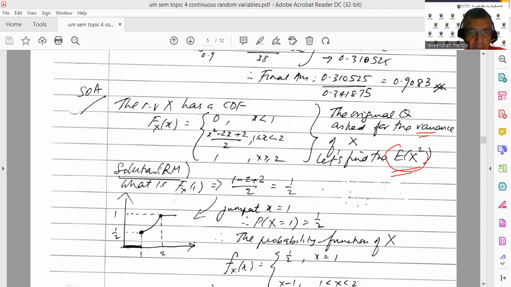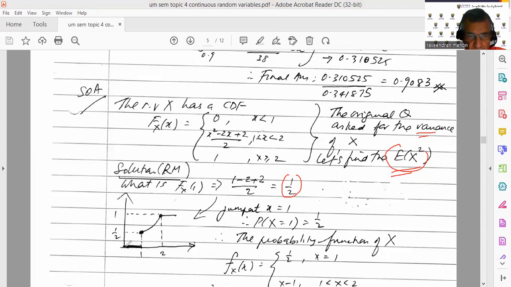So very quickly, a quick check. If you work out the value of the distribution function at x equals 1, just plug it in here. 1 minus 2 is minus 1, plus 2 is 1, and 1 divided by 2 is a half. You can work that out. So we are told that x less than 1 is 0. I've given you a little sketch here.